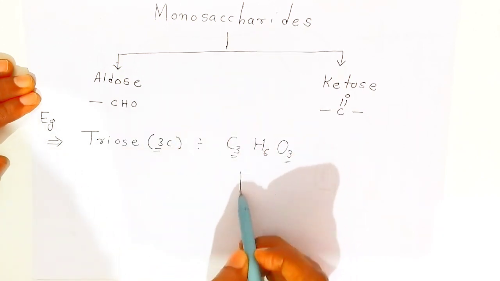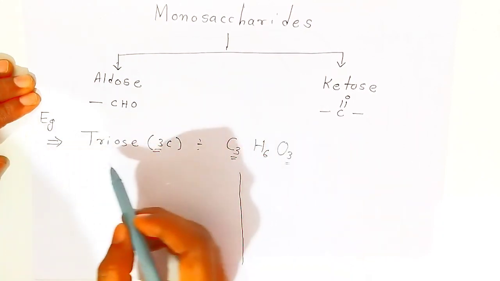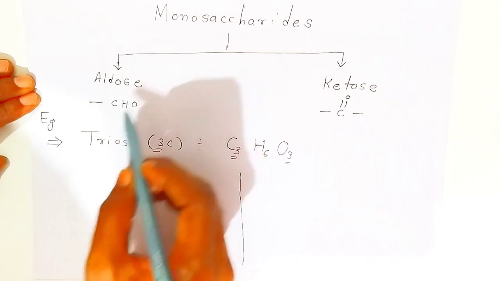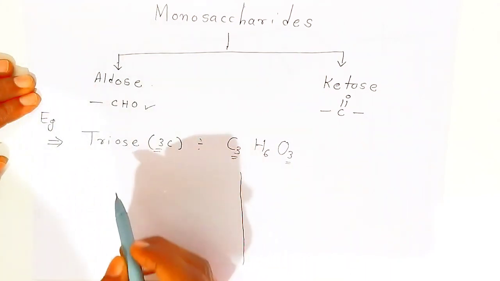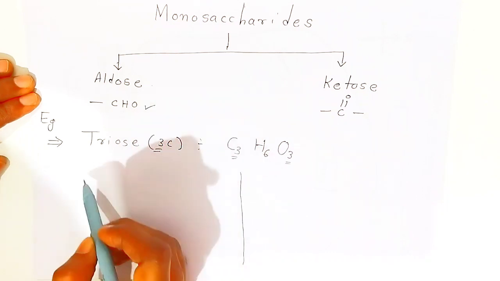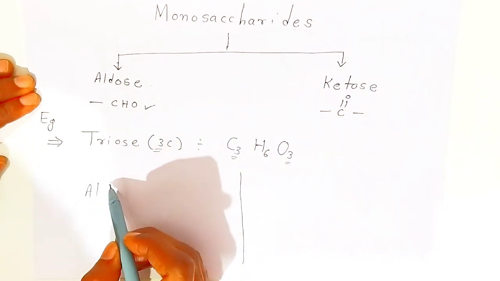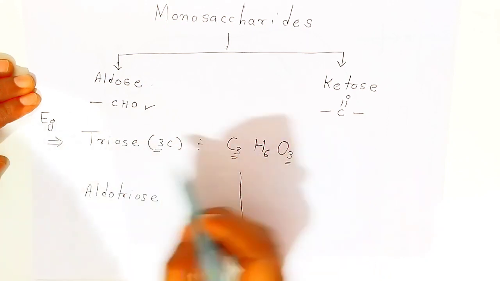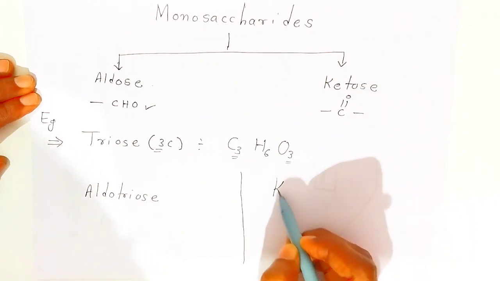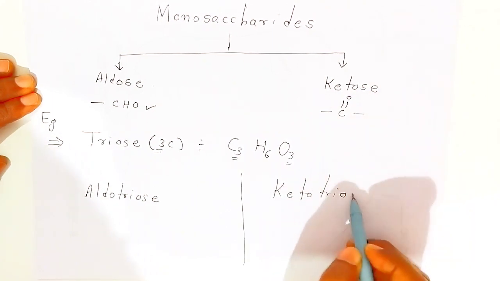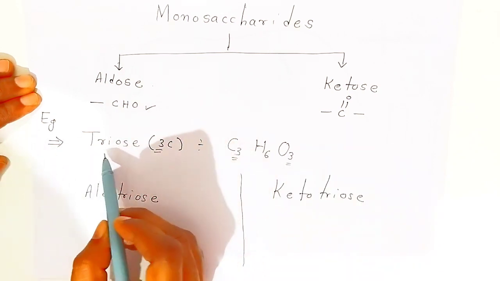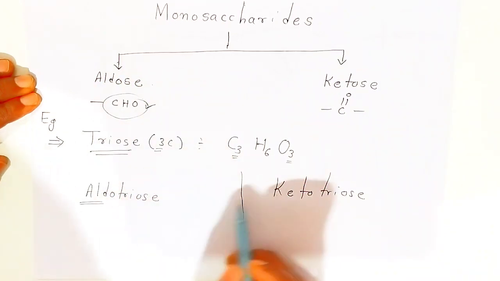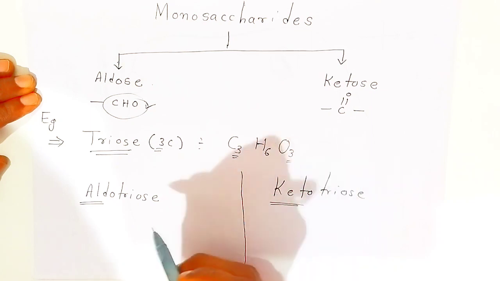Because it is 3 carbons, we call it triose, C3H6O3. If this triose contains an aldehyde group, we call it aldotriose. If this triose contains a ketone group, we call it ketotriose. So if it contains the aldehyde group, we call it aldotriose. If it contains a keto group, we call it ketotriose.